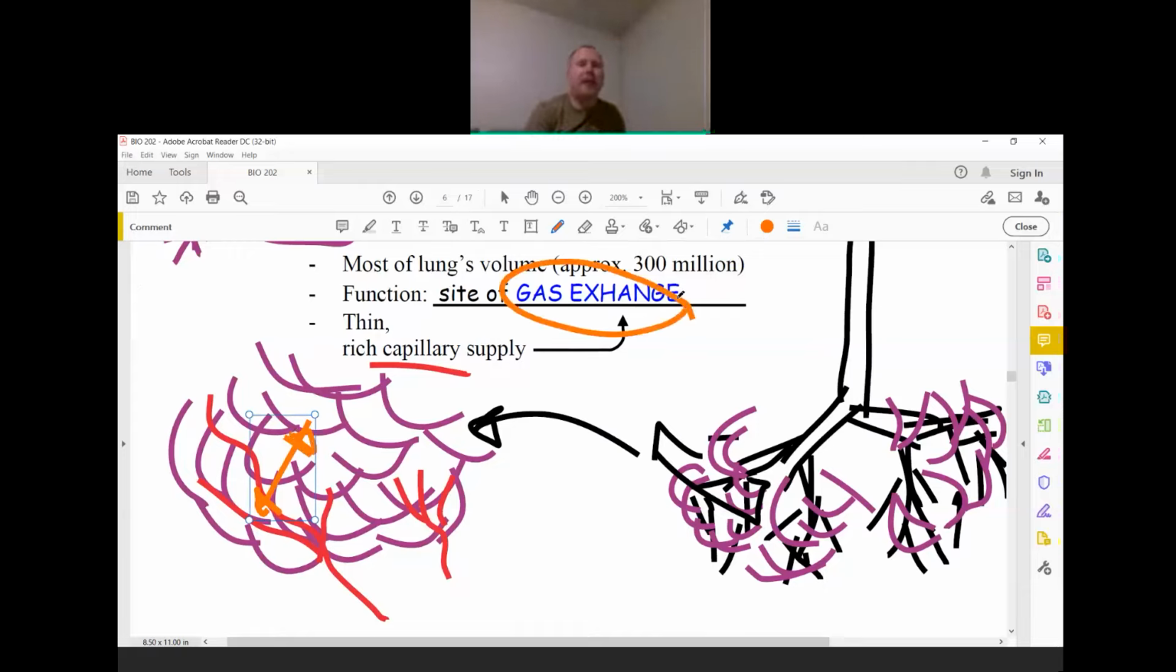So this is the site of the gas exchange. The oxygen moves from the lungs to the capillary blood, and the carbon dioxide moves from the capillary blood back to the lungs and then gets breathed out.